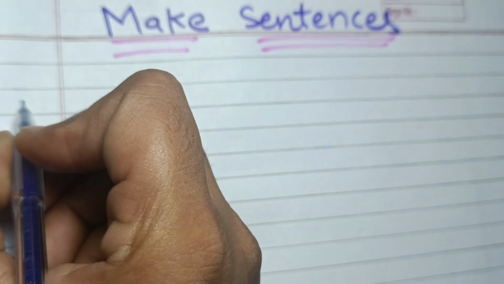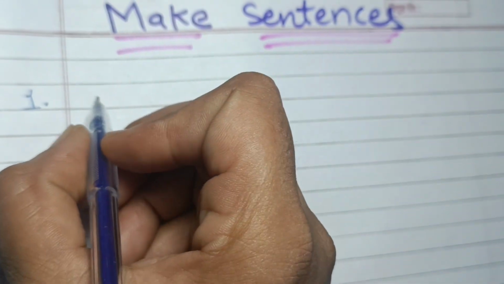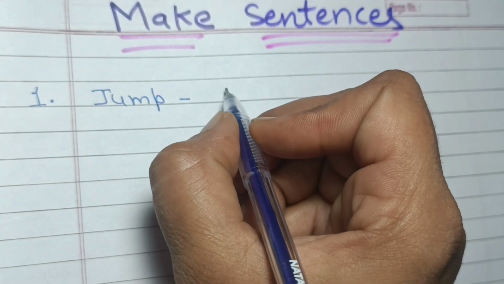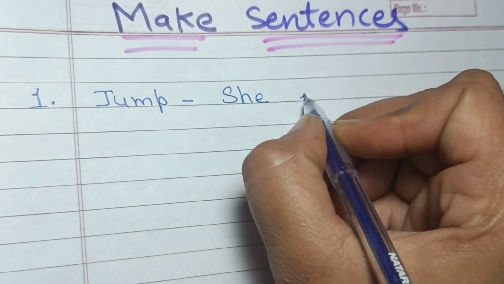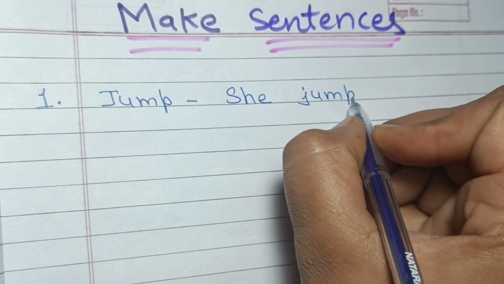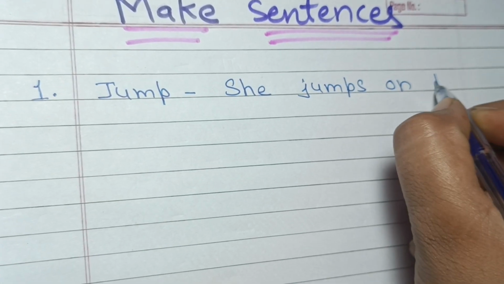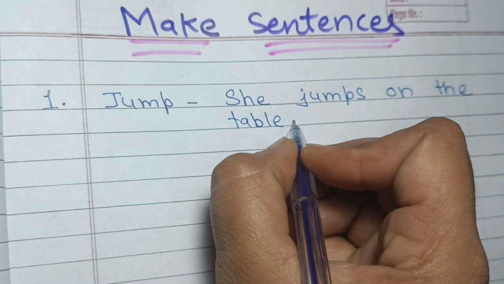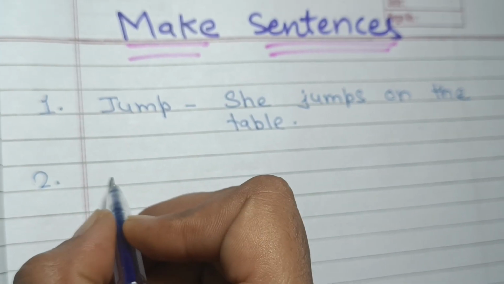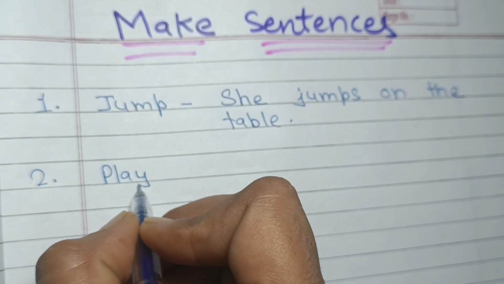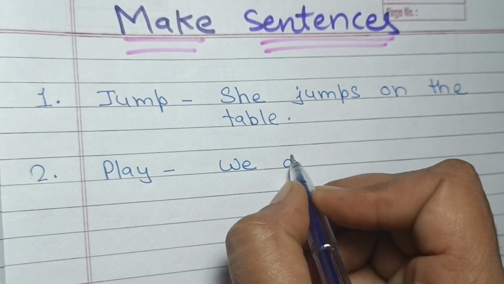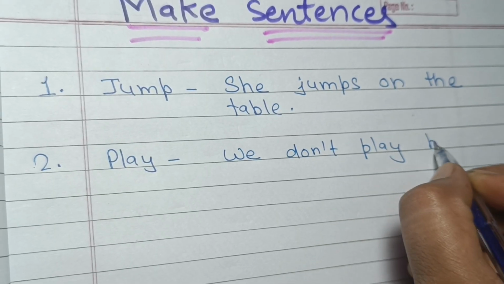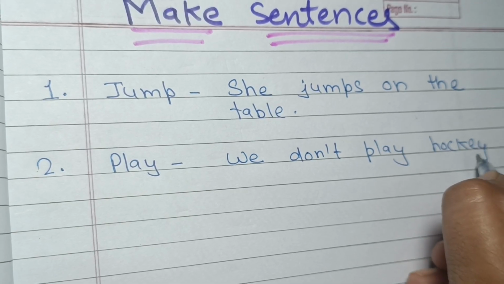So let's start. First line, jump. She jumps on the table. Second, play. We do not play hockey every day.